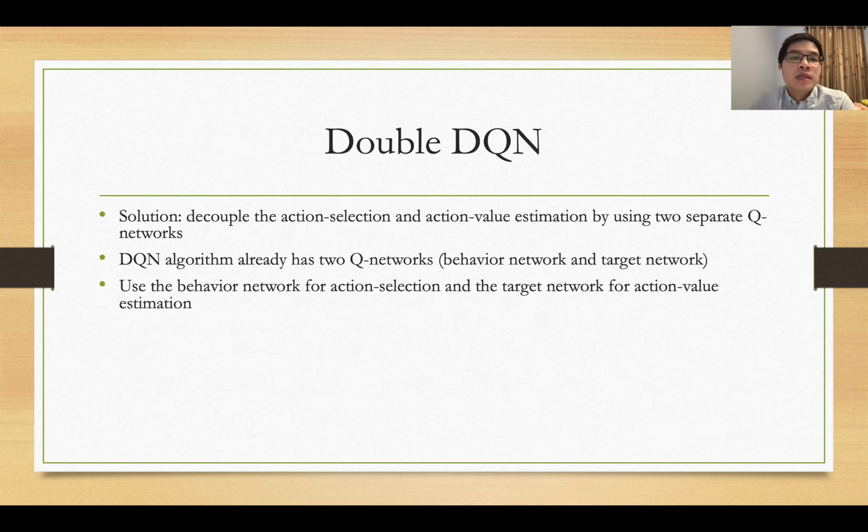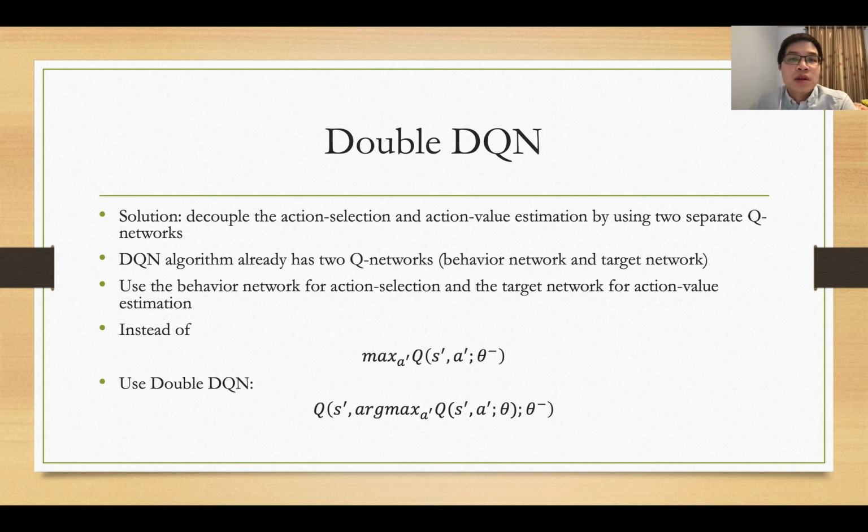The solution is to decouple the action selection and action value estimation by using 2 separate Q networks. But recall that the DQN algorithm already has 2 Q networks, the behavior network and the target network. And so we can use the behavior network for action selection and the target network for action value estimation. So instead of taking the maximum over the target network, we can use the double DQN algorithm, which says that we can select an action by taking the argmax over the behavior network, and then using the target network to evaluate that action.